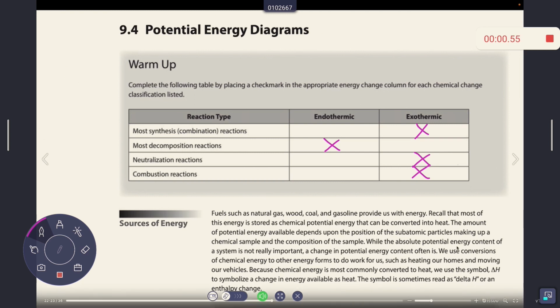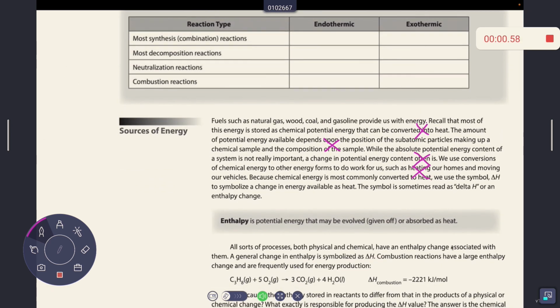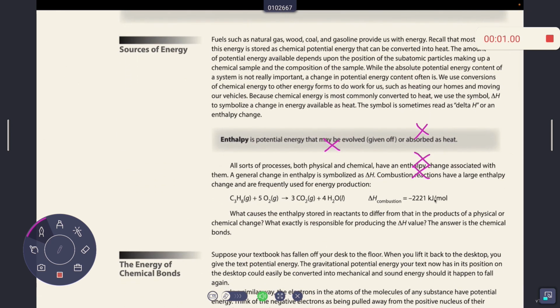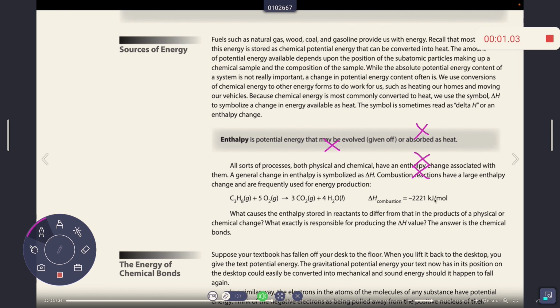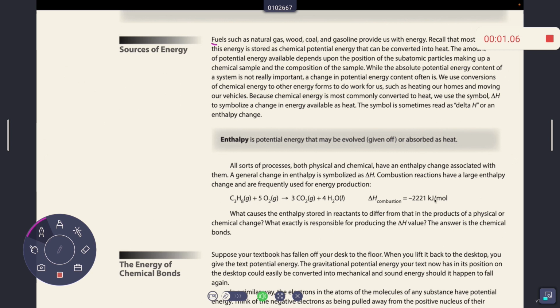Okay, there are a lot of different fuels that provide us with energy. Things like natural gas, wood, coal, gasoline. And most of that energy is going to be stored. Stored energy is potential energy. And what we're looking at is chemical potential energy, because we typically convert that into heat. And the amount of potential energy that's available to be released as heat is related to a couple of different things. What is the substance made of? And then what is the position of the subatomic particles within it?